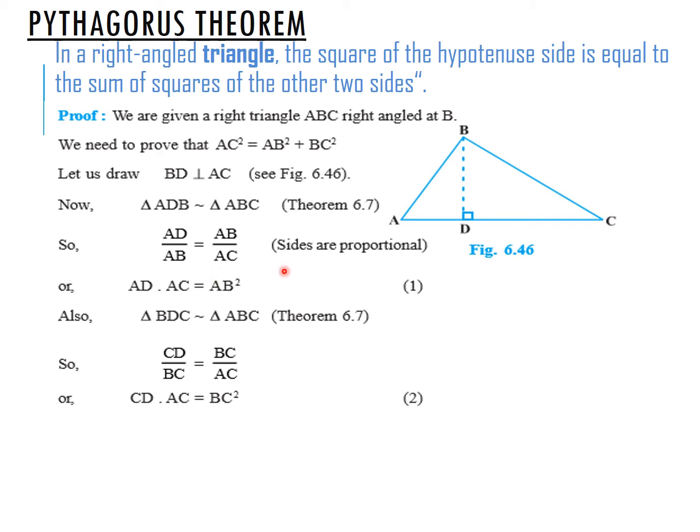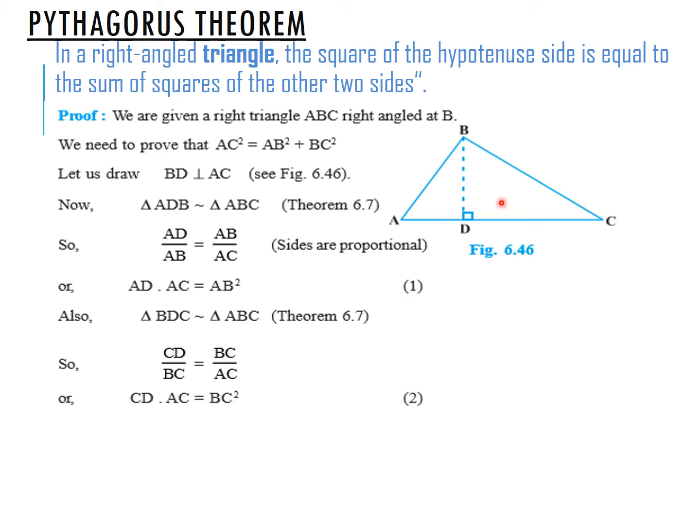So from this we can say that AD by AB is equal to AB by AC. Now let us cross multiply it. If we cross multiply, we can see that AC into AD is equal to AB into AB, that is equal to AB square. Mark it as 1.